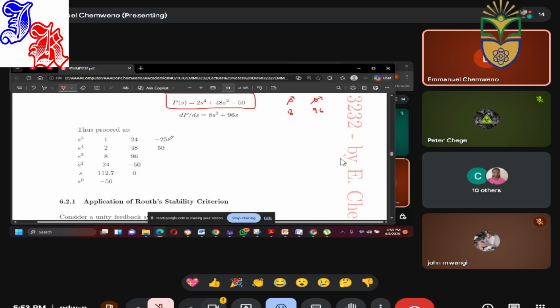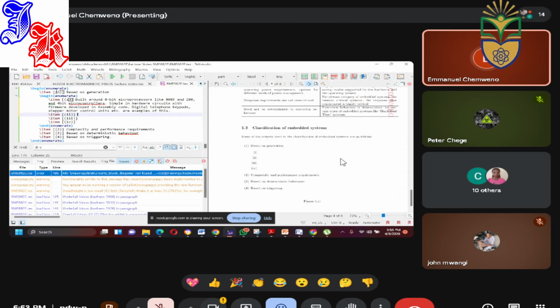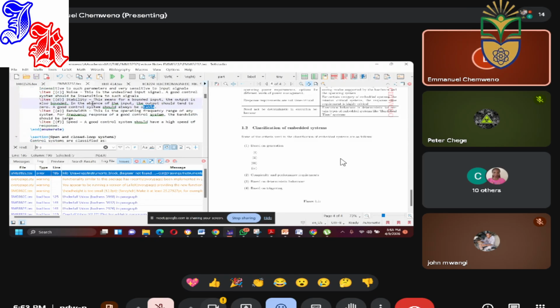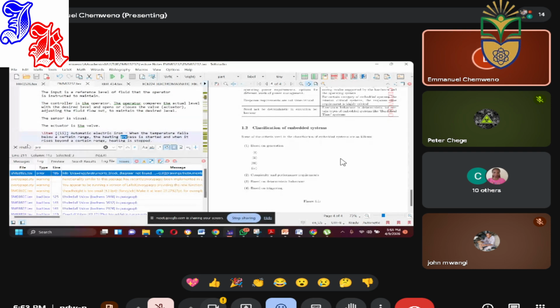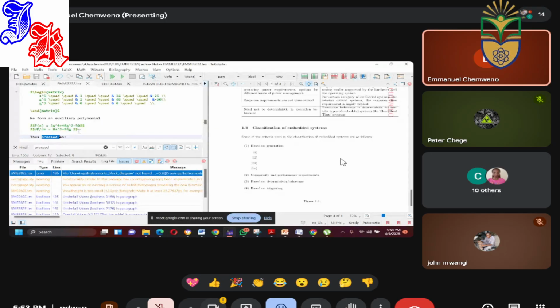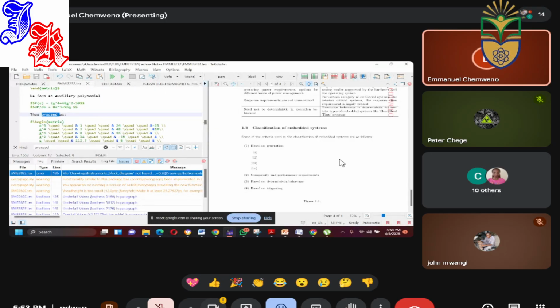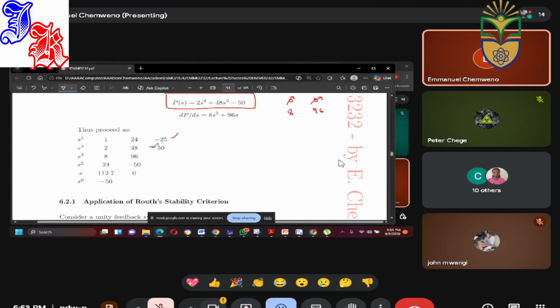It was 1, 2, negative 24, and this is negative 50. Just allow me to read the notes. Just allow me a minute, proceed. So this should be negative 50. This should be negative 50. So these were our zeros.